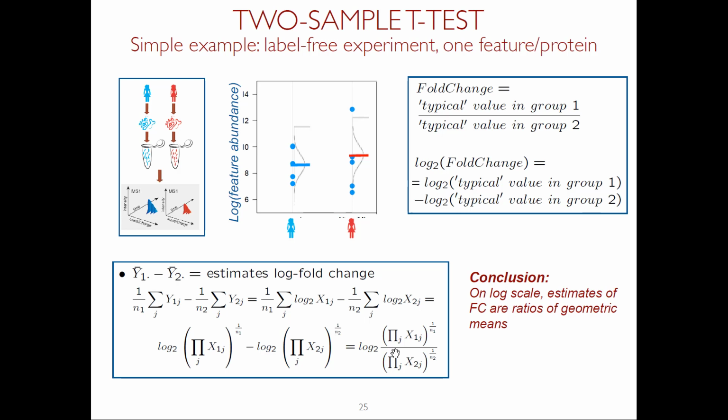In this log fold change, the typical value in each group is the geometric mean of the peak intensity in each group. And that's really what the relationship is to things, for example, that Andy talked about this morning. Okay, so this is just a note on that.